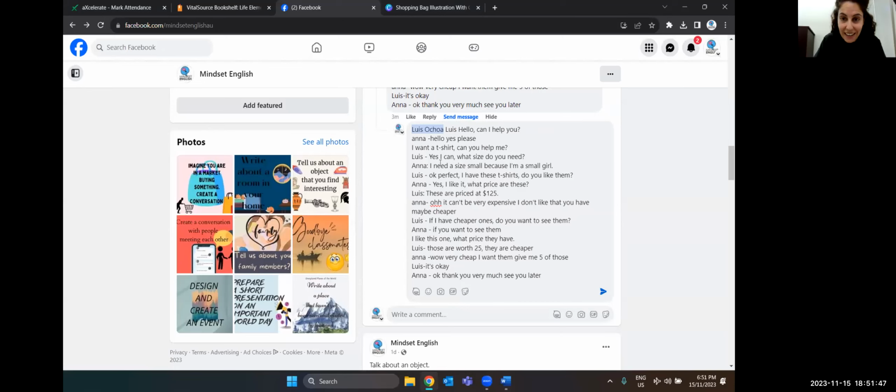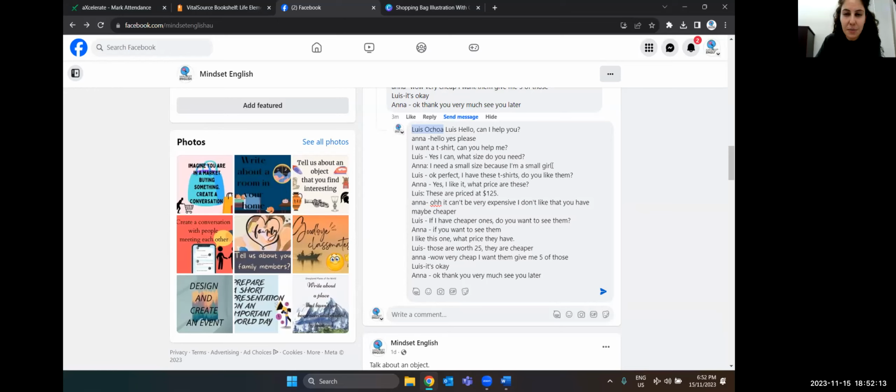Lewis says, yes, I can. What size do you need? Perfect. Anna says, I need a small size. So what size do you need? I need a small size. So remember, we put the adjective first and then the noun. So I need a small size because I'm a small girl. Yeah.